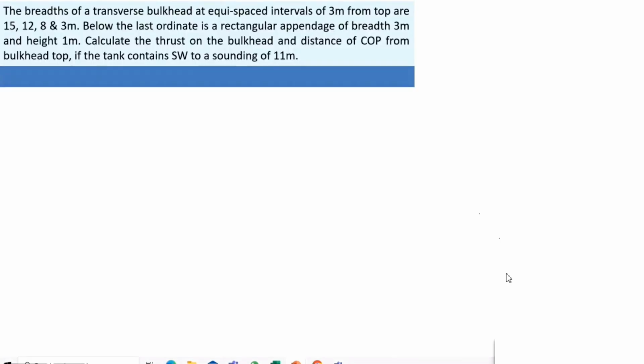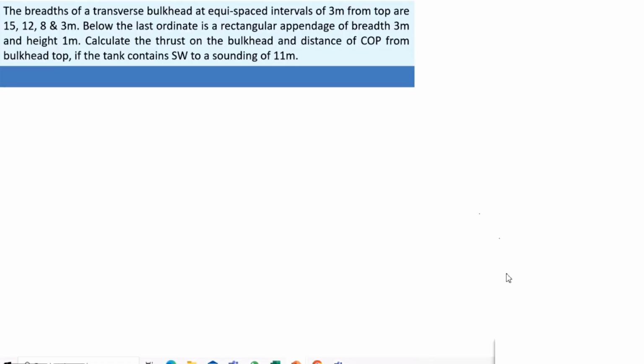Guys, look at this question. The breadths of a transverse bulkhead at equispaced intervals, 3 meters from top, are so and so. Below the last ordinate is a rectangular appendage. Now, I brought 2 shapes in it for moment of inertia. You already have dealt with that in COP of regular shapes, where you have a triangle and a rectangle, a semicircle and a rectangle. So the same thing I have brought in here: a hybrid, one curvilinear shape, one regular geometric shape. Calculate the thrust on the bulkhead and the distance of the COP from bulkhead top if the tank contains seawater to a sounding of 11 meters.